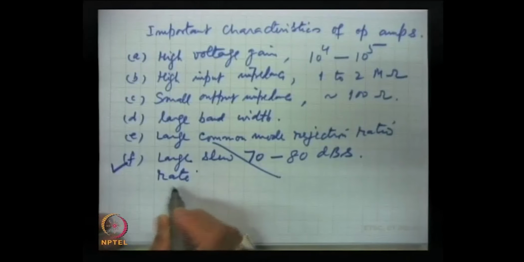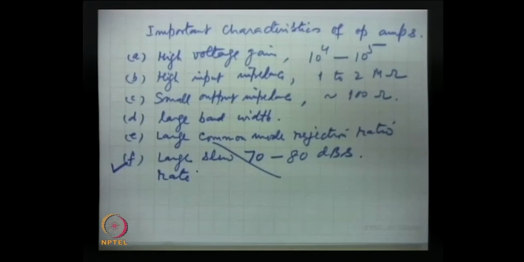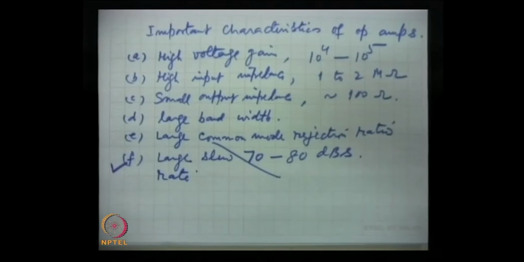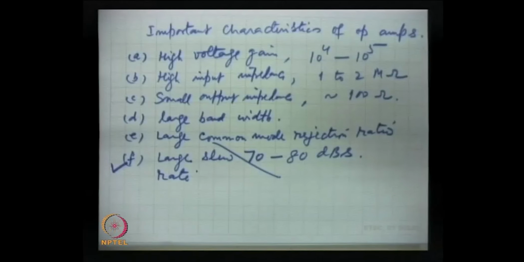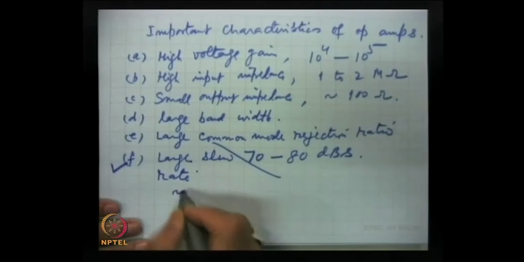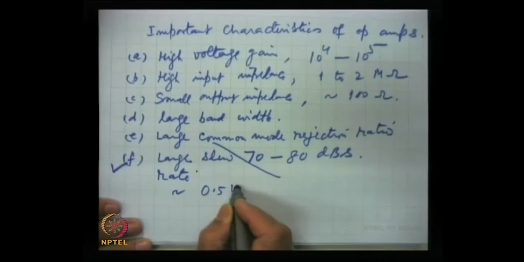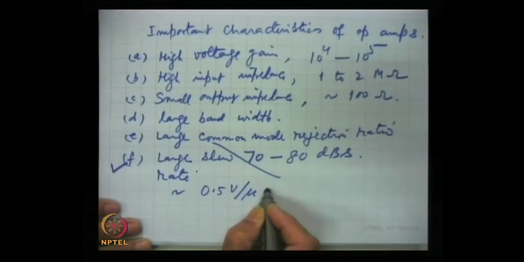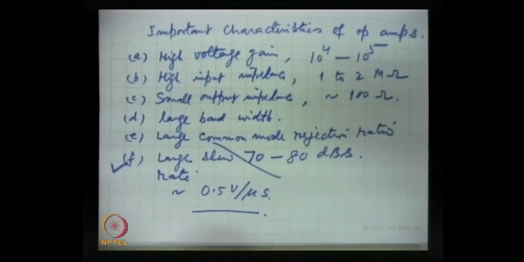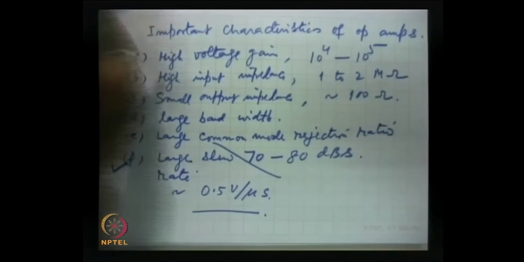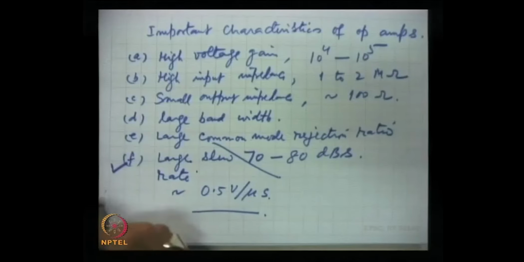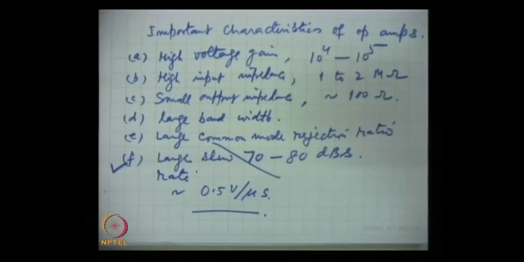It is a distortion actually, and it puts a limit that if amplitudes are high, then the frequency cannot be very high, and so on. So, normally this is to the tune of 0.5 volts per microsecond slew rate. So, these are the characteristics. About this slew rate we will be talking later.